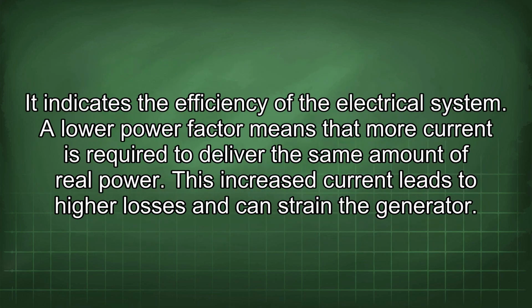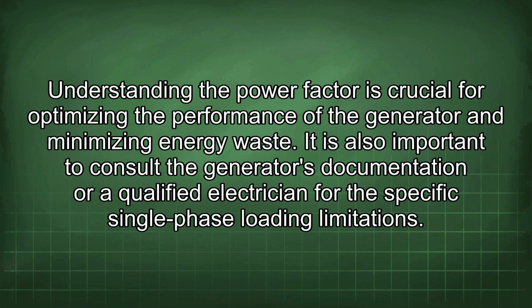The 0.8 power factor represents the ratio of real power, kilowatts, to apparent power, kilovolt-amperes. It indicates the efficiency of the electrical system. A lower power factor means that more current is required to deliver the same amount of real power. This increased current leads to higher losses and can strain the generator. Understanding the power factor is crucial for optimizing the performance of the generator and minimizing energy waste.